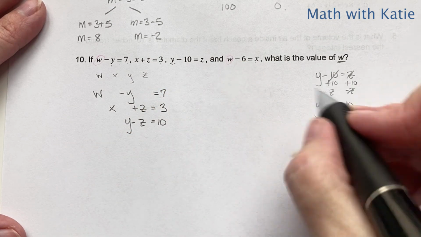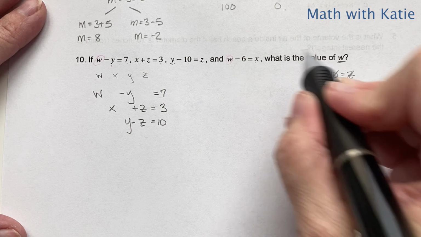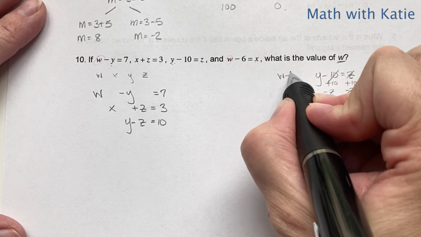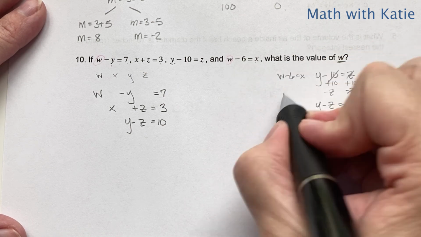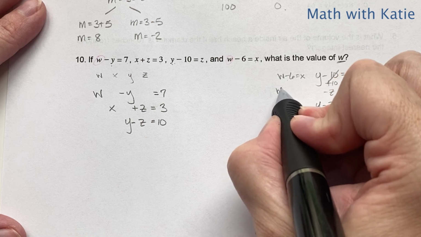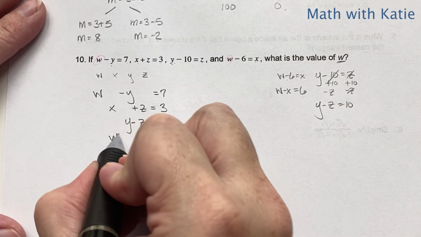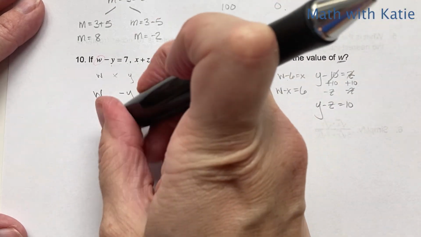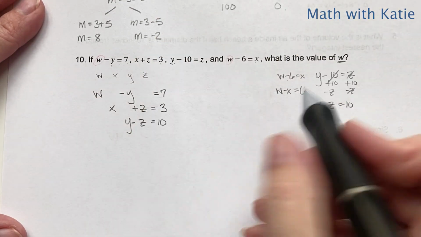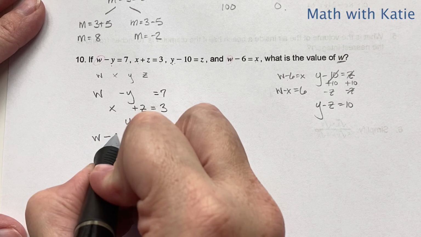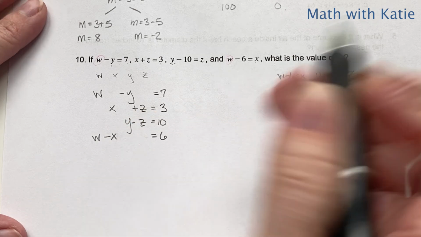And our last one, again, we've got w minus 6 equals x. So we're going to subtract the x over, add the 6 over. So, whoops. w minus x equals 6.